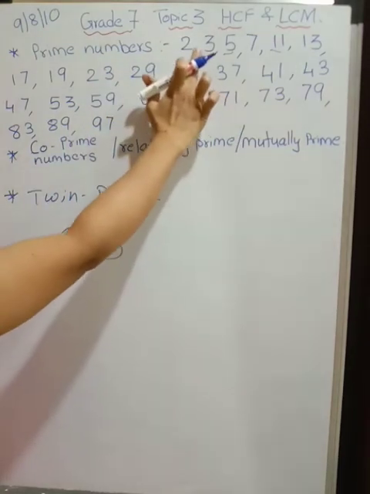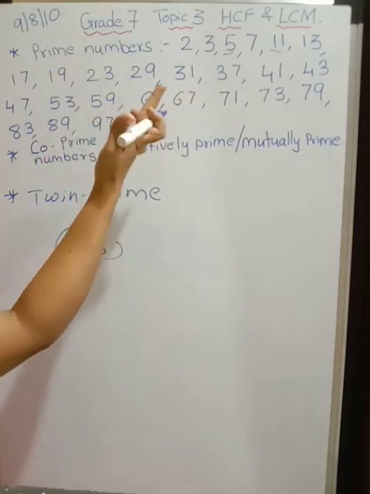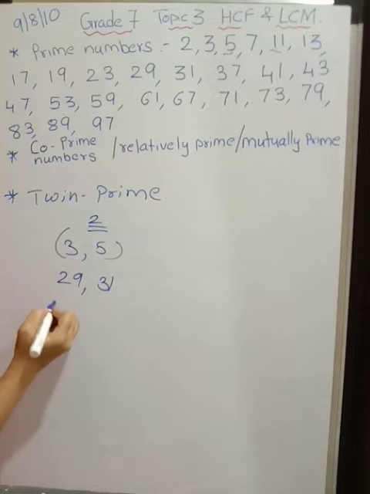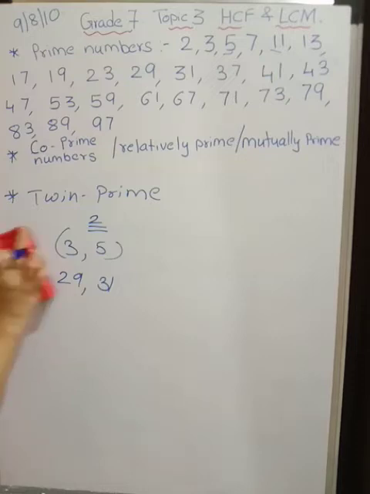2 and 3 can't be because the difference is only 1. Another pair you can tell, 29 and 31. The difference is 2. So these are called twin prime numbers if the difference between them is 2. Okay, prime numbers, difference is 2.